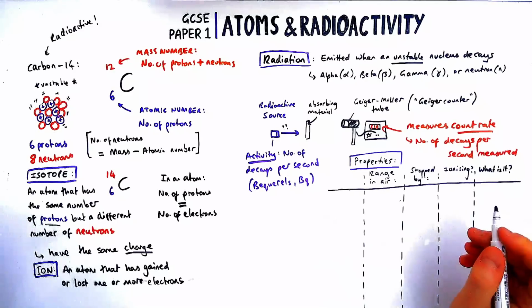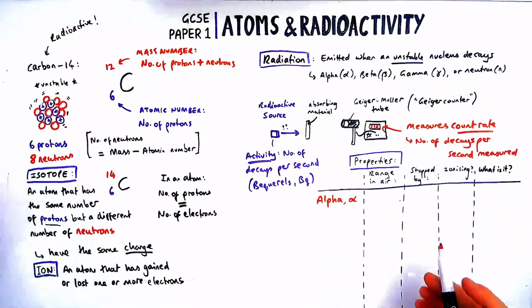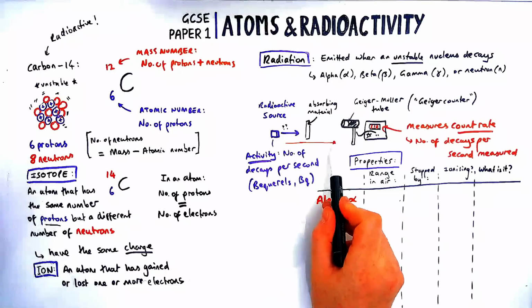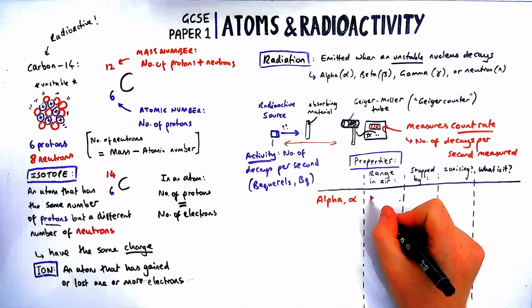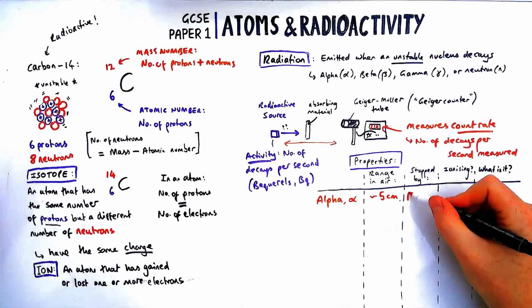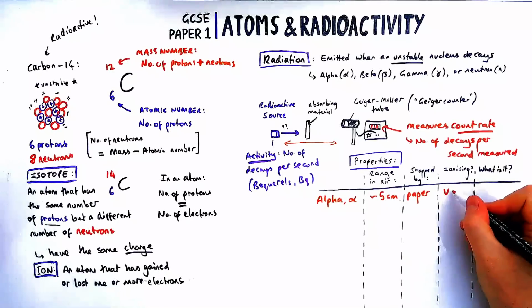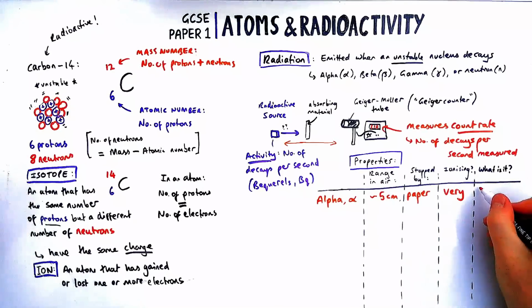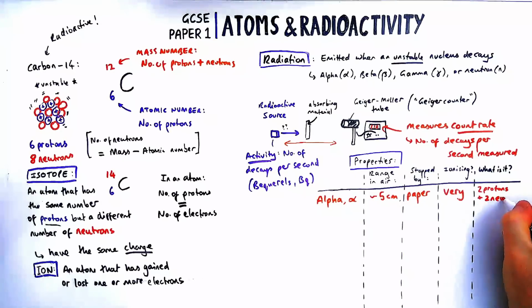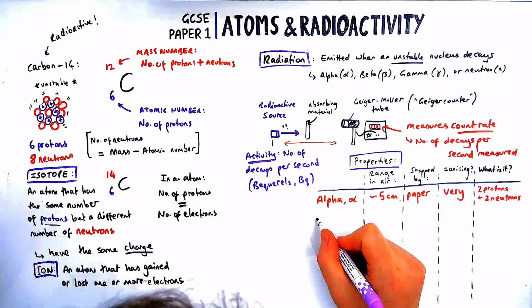So alpha radiation first. Now in the air, if you put the Geiger-Müller tube anything greater than 5 centimetres away, it wouldn't detect it. So the range is 5 centimetres. It's stopped by anything as thin as paper. Could be human skin as well, but paper is the thinnest thing. And it's very ionising. An alpha particle is made up of 2 protons and 2 neutrons.